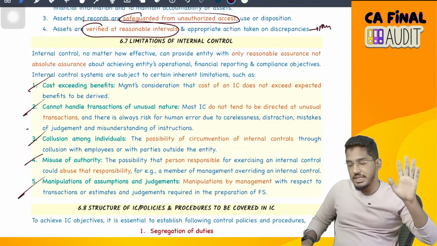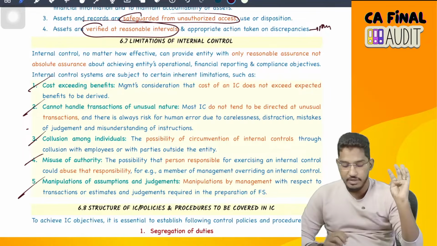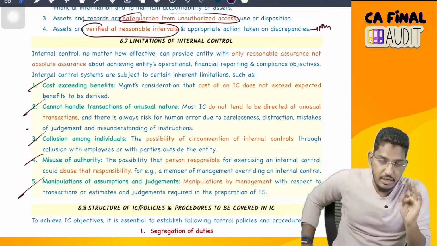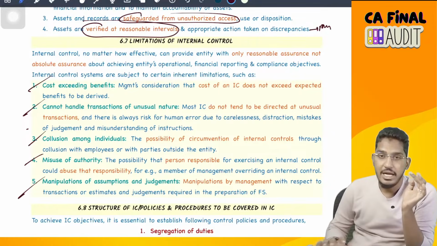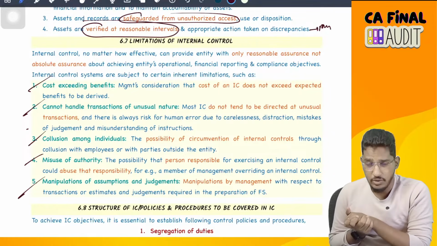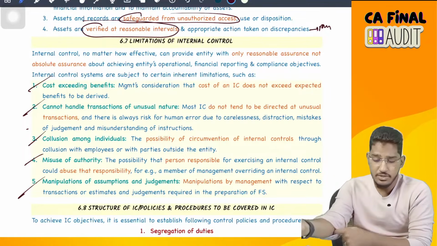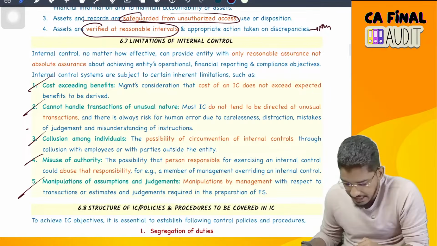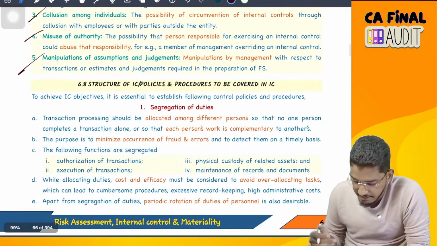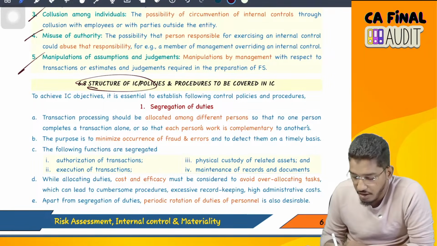So these are the limitations because of which internal control can only provide reasonable assurance, they can't give absolute assurance. So 5 such limitations they have told. What are they? Number 1, cost is exceeding the benefits. Number 2, it cannot handle transactions of unusual nature. Number 3, collusion among the people can happen. Number 4, people can misuse their authority or power, and number 5, there could be manipulation happening in case of judgments and assumptions.